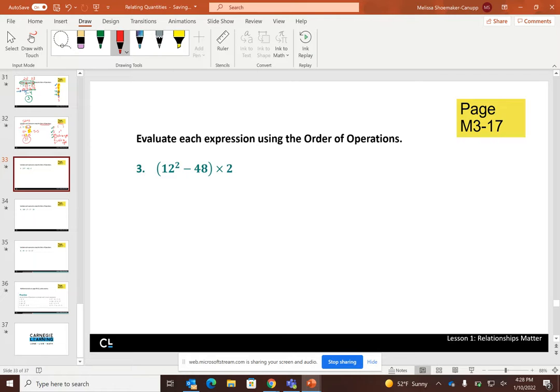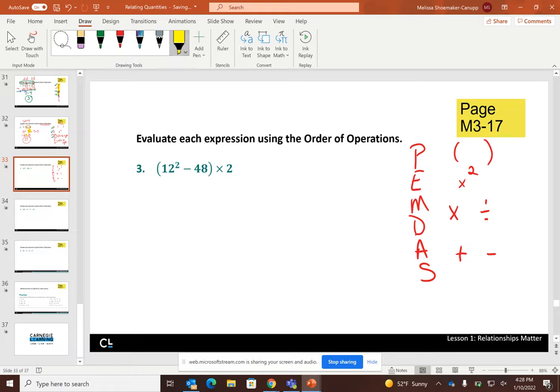Now, if you want to try this on your own, pause the video. Parentheses, exponents, multiplication and division, addition and subtraction. Okay, I'm going to go ahead and start working to solve this. I see parentheses right here, so I'm going to do this math first. Okay, times 2. I'm not worried about that right now, but I'm going to write it down so I don't forget to do it later.